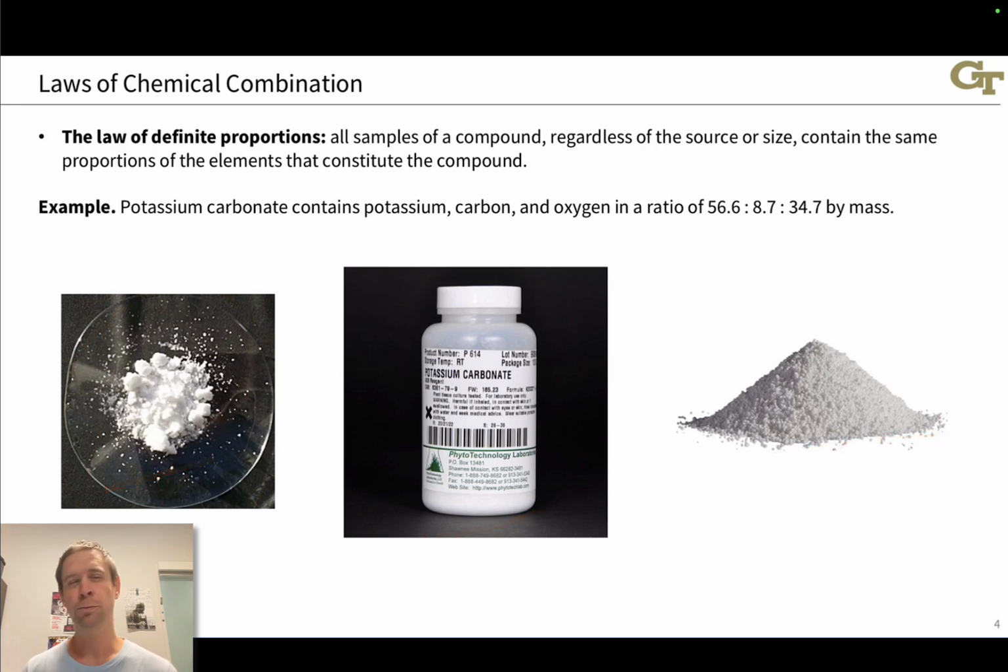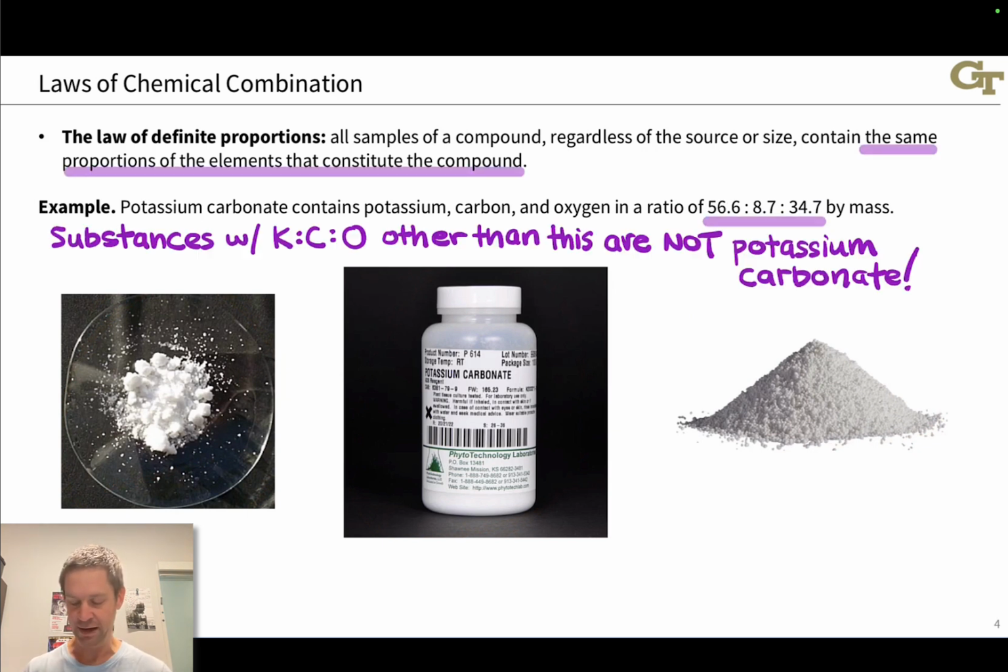And really, the important point of the law of definite proportions is kind of the negative of this. If we encounter a substance that contains, say, potassium, carbon, and oxygen, but not in this mass ratio, it is not potassium carbonate. There might be other compounds of K, C, and O. These are not potassium carbonate unless they contain this mass ratio of those 3 elements.